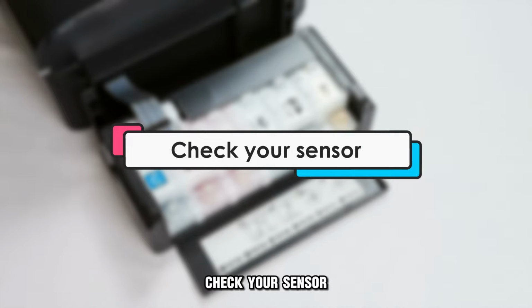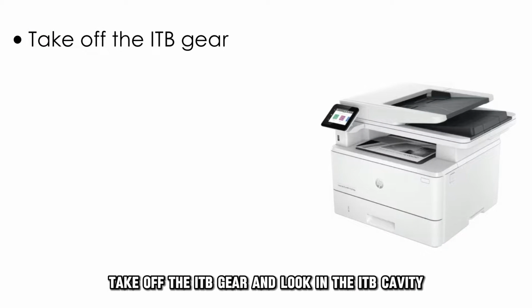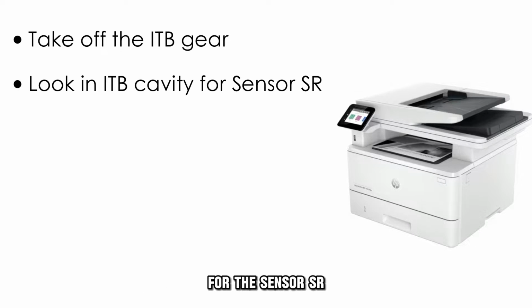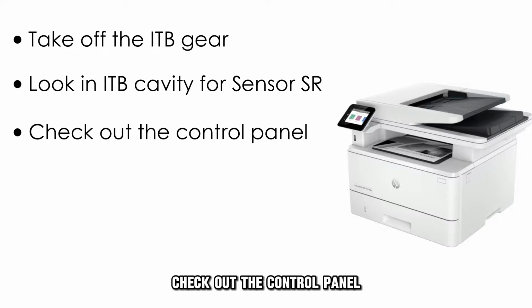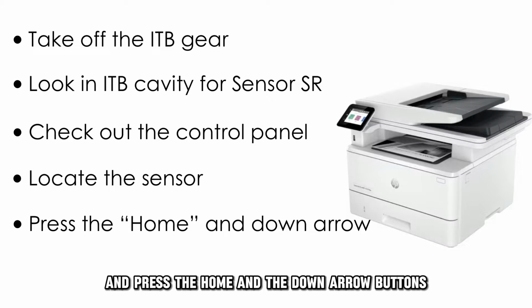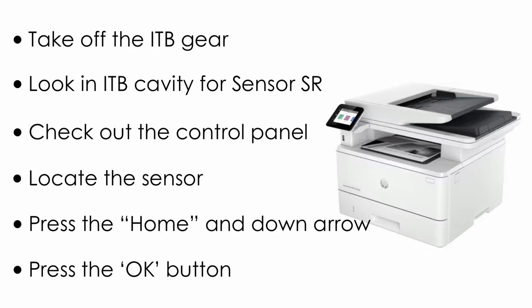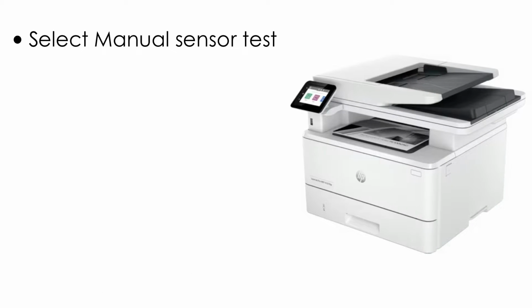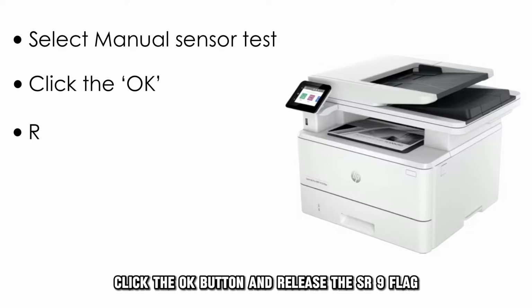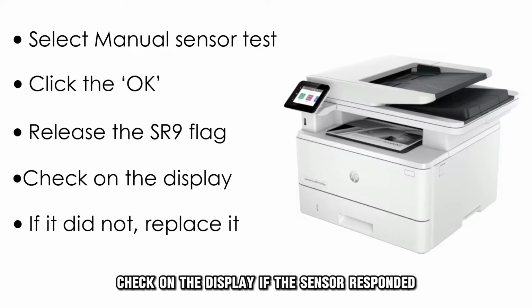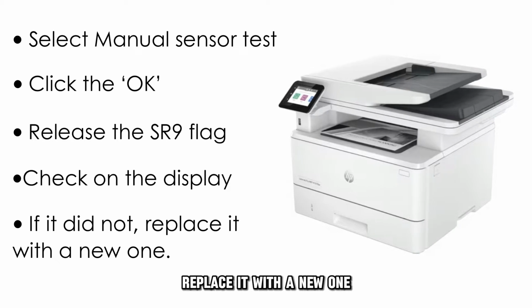Check your sensor. Take off the ITB gear and look in the ITB cavity for the sensor SR. Check out the control panel, locate the sensor, and press the home and the down arrow buttons. Press the OK button and select Manual Sensor Test. Click the OK button and release the SR9 flag. Check on the display if the sensor responded. If it didn't, replace it with a new one.